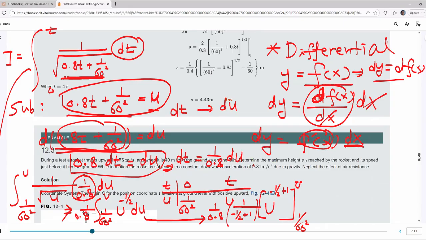Okay, then plug in the upper limit. Upper limit: then 1 over 0.8 times 1 over negative 1 over 2 plus 1. That is what? Negative 1 over 2 plus 1 is 1 over 2, with 1 over 2 in the denominator, so 1 over 1 over 2 is 2. Then times 1 over 0.8 turns out to be 1 over 0.4.